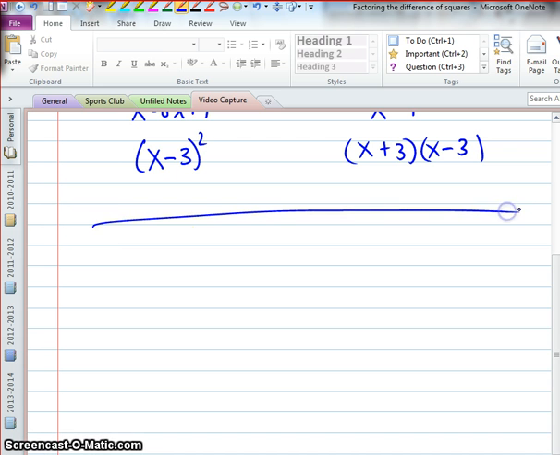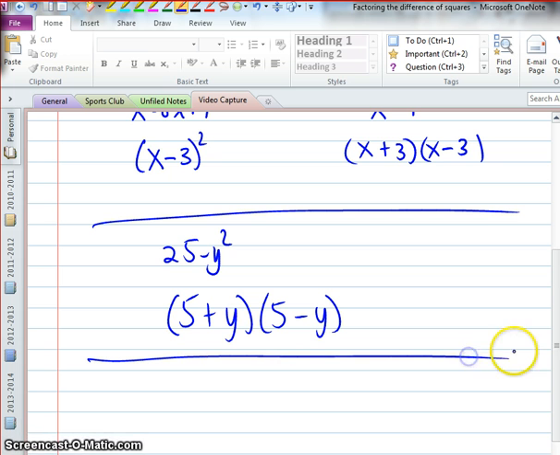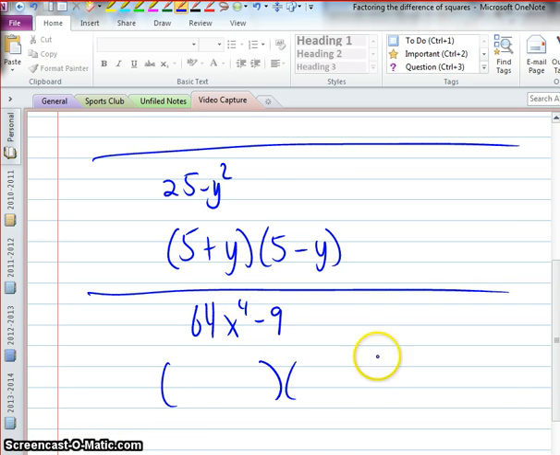So let's do a few examples. 25 minus y squared. Ask yourself, is that the difference of two squares? Well, it's certainly the difference of perfect squares, so we're going to say, okay, two binomials. Square root of 25 is 5, square root of y squared is y. One is plus, one is minus. Next, 64x to the fourth minus 9. Are they both perfect squares? Sure. 8x squared, 8x squared. 9 is 3 and 3. One is plus, one is minus.